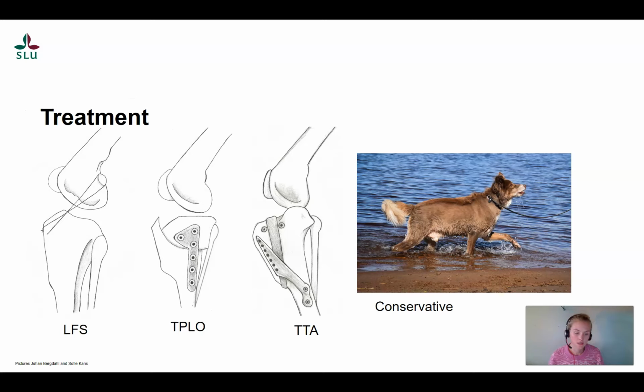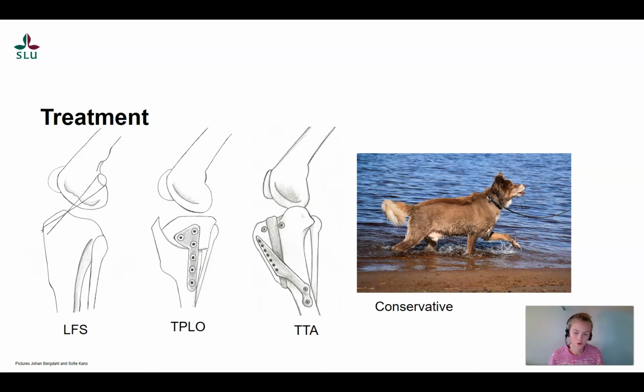To the left, you can see the lateral fabellotibial suture, where a suture is placed outside the joint capsule to stabilize the joint. You can see the suture there in the picture. We also have TPLO and TTA, which are examples of osteotomy procedures. In these procedures, the angles of the bones in the joint are altered by cutting and stabilizing the fragments with implants. This also stabilizes the joint.